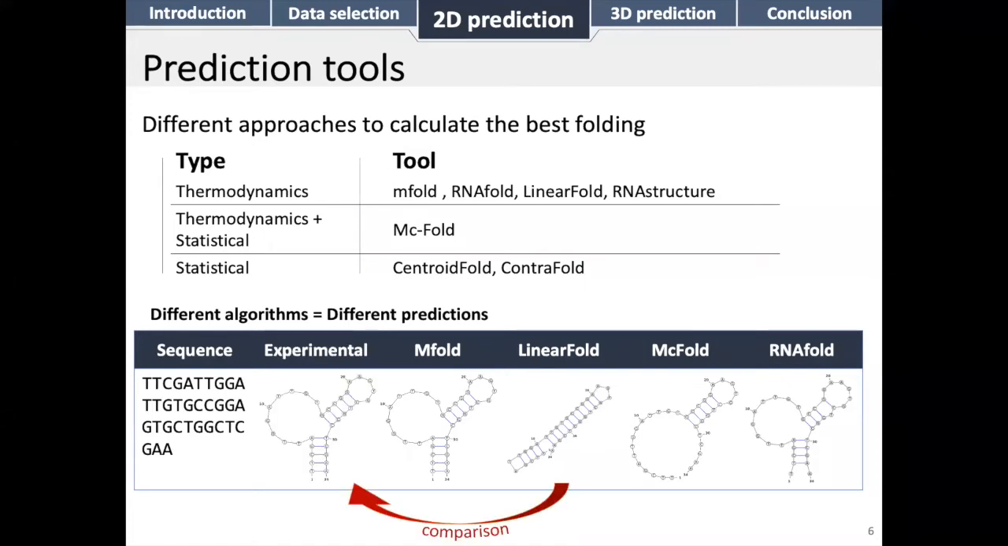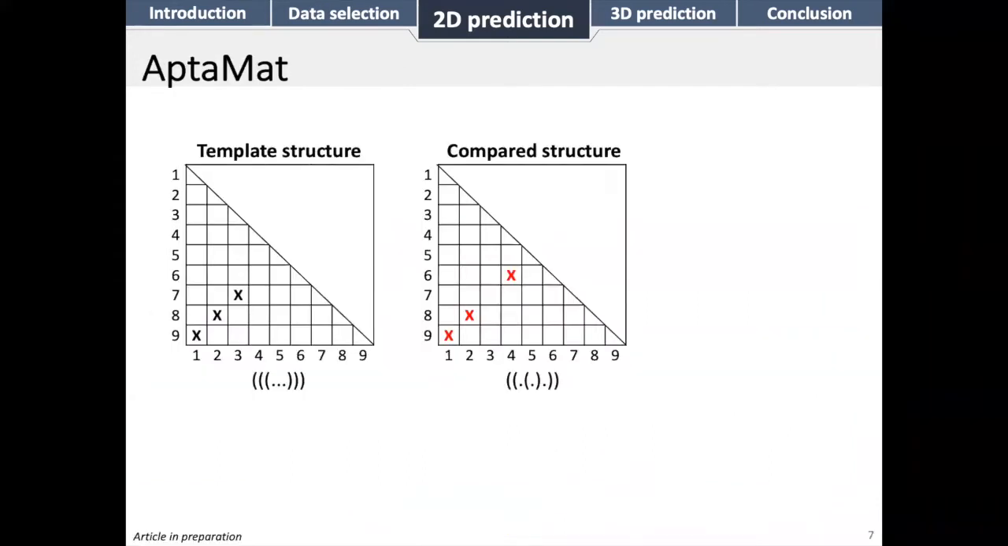We have to perform the comparison with the experimental structure extracted from the data selection first. And to do this, we use a new metric called Aptamers that we developed, and which is more sensitive than the currently used techniques, like, for example, RNA distance. Next. So I will talk about the Aptamers process.